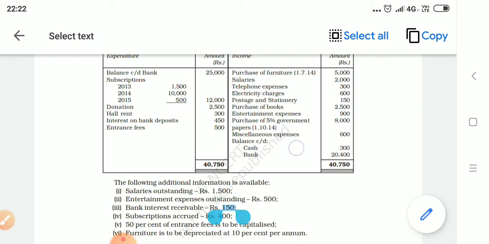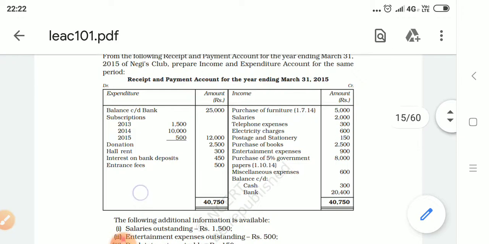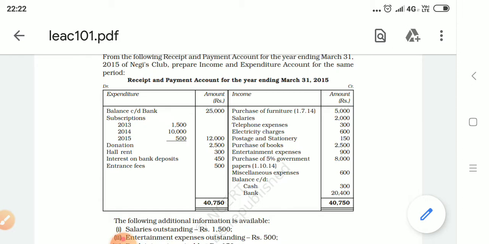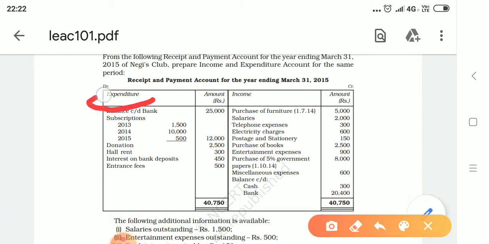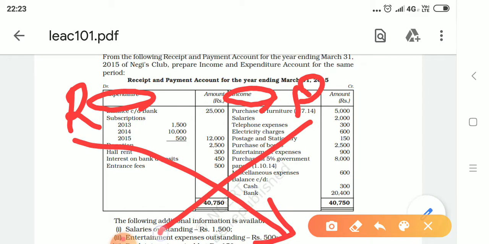Okay. Now coming to the, all the students, there is another printing error. This is not expenditure, isn't it? And this is not income. What is this? This is actually receipts and this is actually payment. So there are some printing errors in your NCERT. It's okay, we will rectify. You all are going to become future accountants, auditors. You have to rectify errors. So all the receipts will go to income side and all the payments will go to expenditure side. All revenue receipts will go to income side. All revenue payments will go to expenditure side.